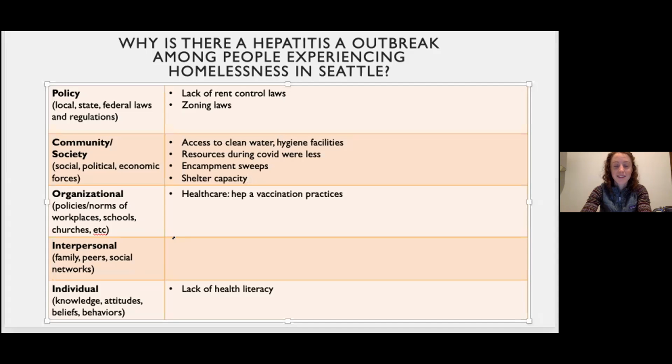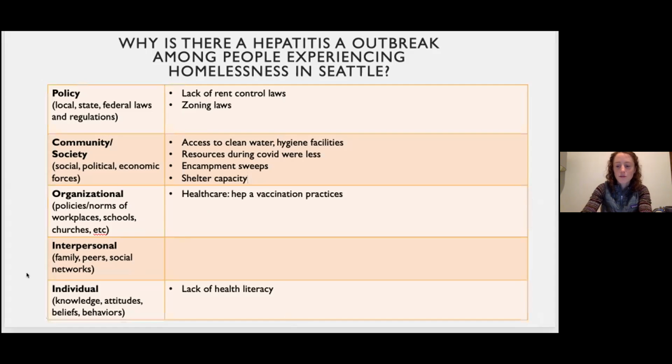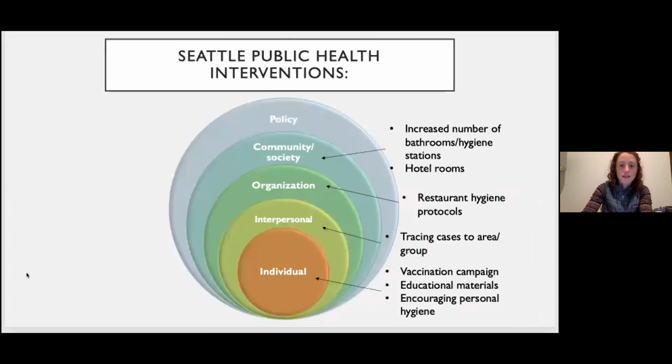Okay, I didn't get to write all of these down, but thank you so much for participating. I wanted to review some of what the Seattle Public Health Department did do. They did increase the number of bathrooms and hygiene stations. There were hotel rooms available for a certain number of people experiencing homelessness during the COVID pandemic. There were reinforced restaurant and hygiene protocols. There was tracing to certain areas, particularly to Ballard. And then there was a vaccination campaign.